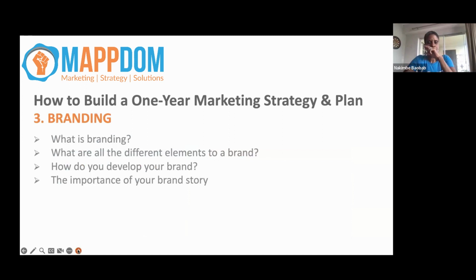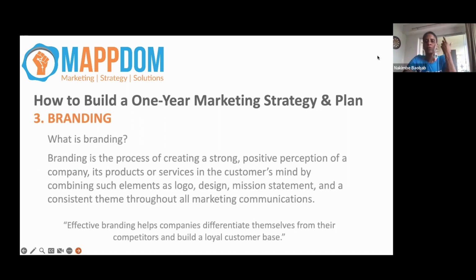So branding, the different elements of a brand, this is what we are going to talk about now. What is branding, all the different elements of a brand, how do you develop your brand, and the importance of your brand story? So branding is just the process of creating a strong positive perception of a company, its products and services, in the customer's mind by combining elements such as the logo, design, mission statement, and having a consistent theme throughout all of your marketing communications.